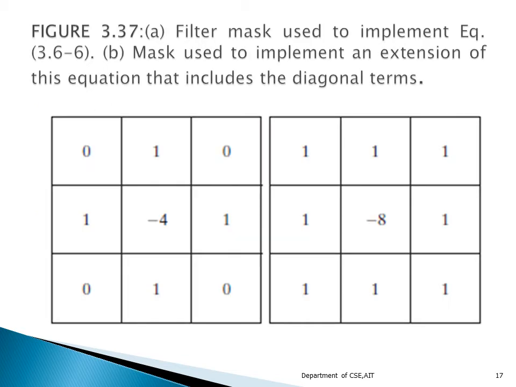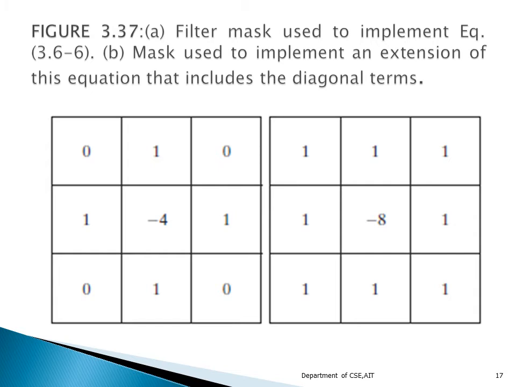This mask is derived from equation 3.66. So what was in that equation? It was equal to f of x plus 1 comma y plus f of x minus 1 comma y plus f of x comma y plus 1 plus f of x comma y minus 1 minus 4 f of xy. So we can see the coefficients for this formula. What will it be equal to? It is equal to minus 4 for the f of xy.